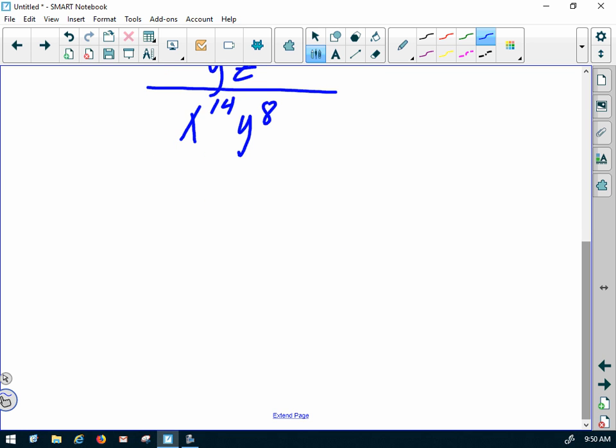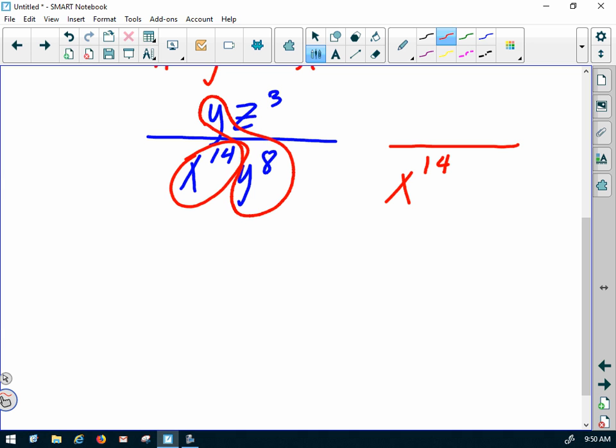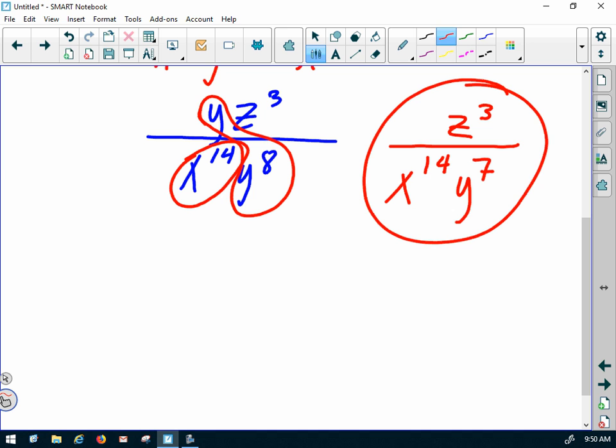Will anything simplify? Yeah. Why? No, stay home. So it's one over x to the 14th, and y. And then what about the z's?